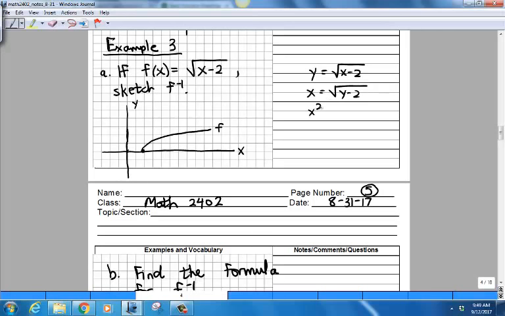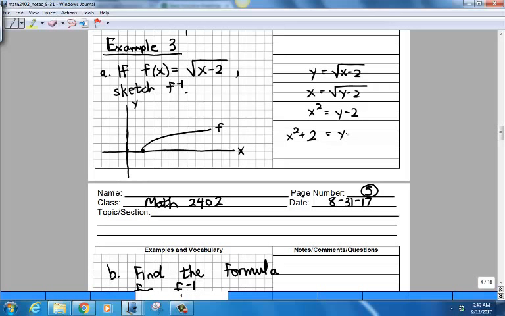Square everything. So you have x squared is equal to y minus 2. And then what? Add 2 to both sides. So y is equal to x squared plus 2, right? So there's the formula for the inverse, with a few little catches that we'll talk about in just a second. That's almost the formula for the inverse, but I have to put a little bit of restrictions on this formula.